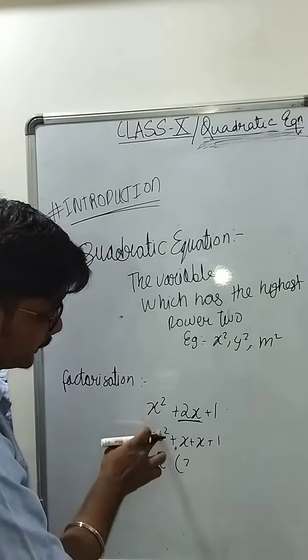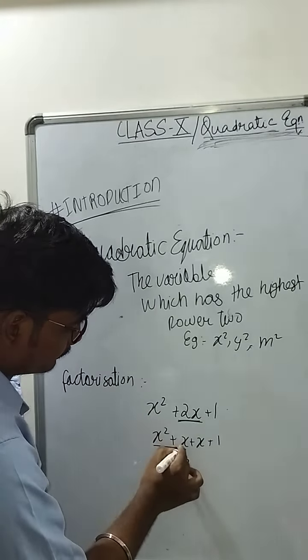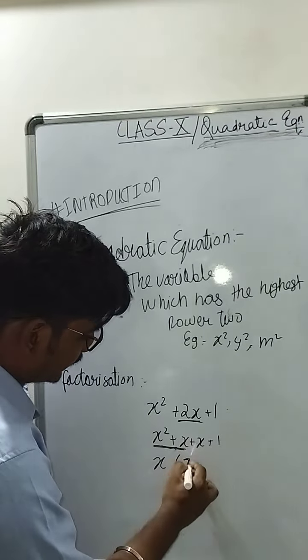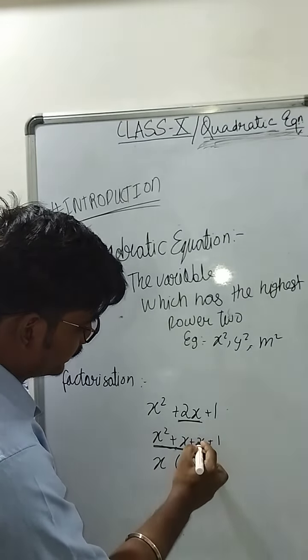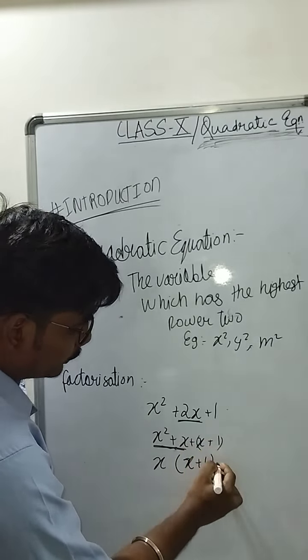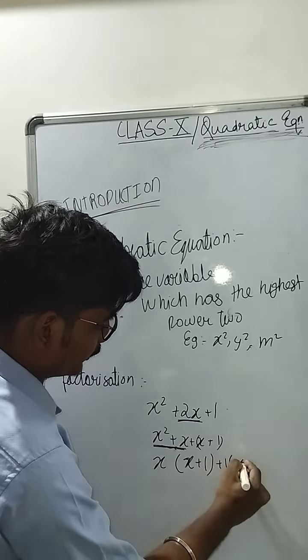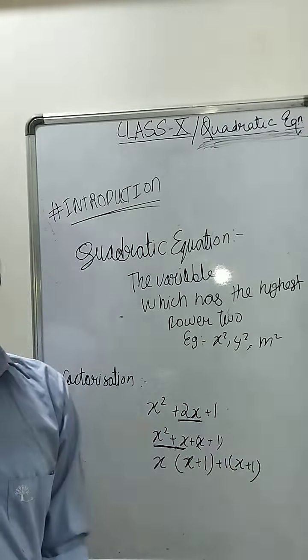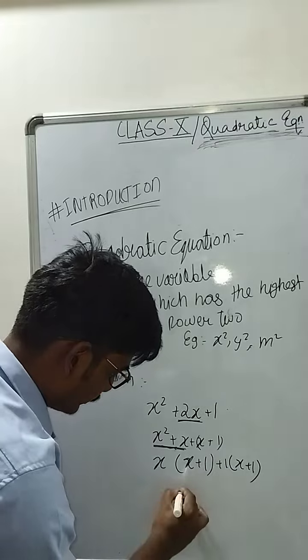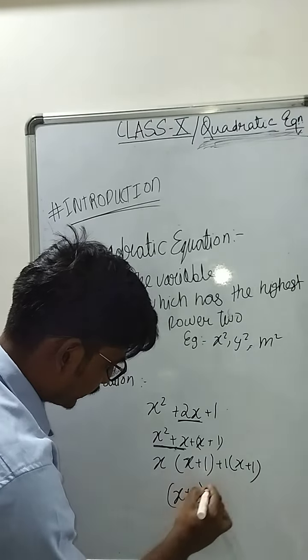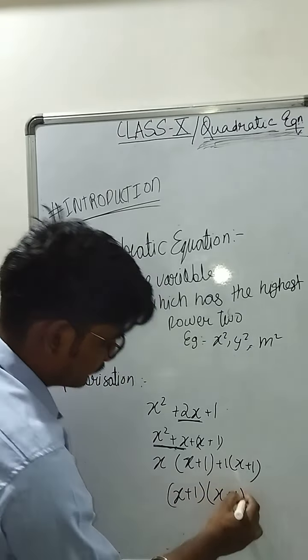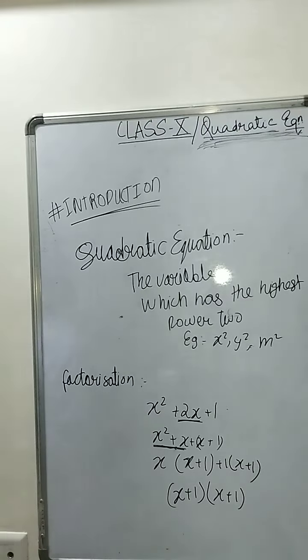So x is common out from this, so x plus 1 first, and from here 1 is common out. So plus 1. So x plus 1. So this is the part. So x plus 1 is one factor, another will be x plus 1. So this is the factorization method.